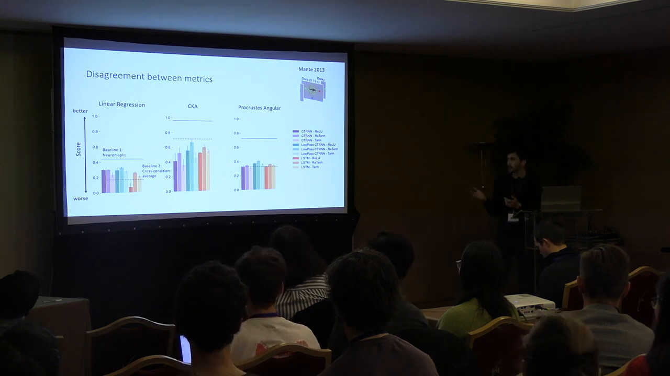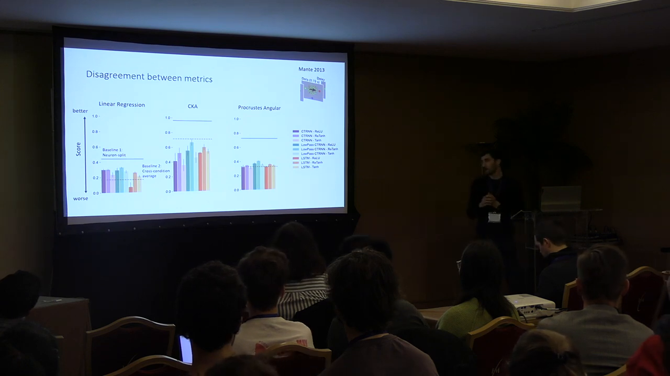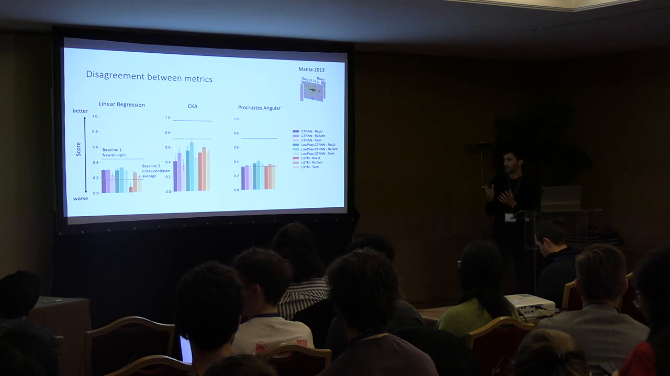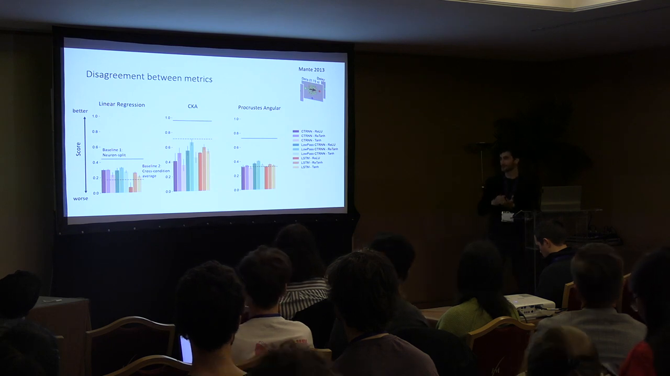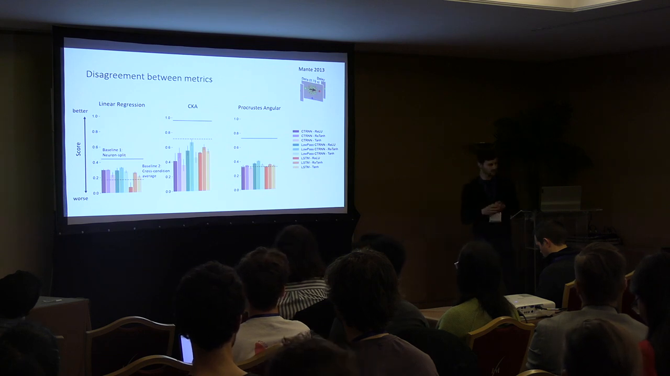And also when we compare the scores to some baselines, for example, this baseline 2, the cross-condition average, it's not clear whether the models are better or not than this baseline. So for linear regression, they are better. For CKA, they are worse. And for the angular metric, they're about the same.